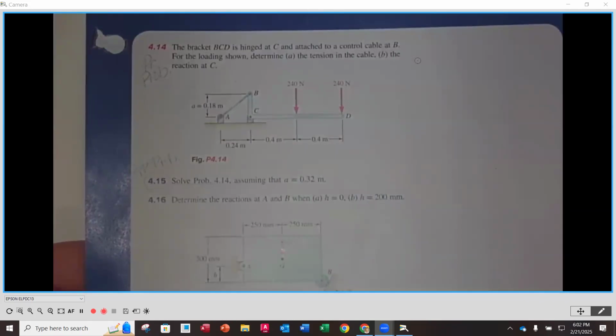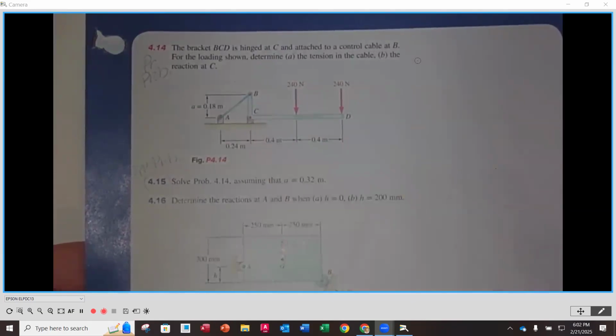But we have the bracket BCD, which is hinged at C right here. So it's a pin connection at C. It's attached to a control cable at B. For the loading shown, determine the tension in the cable. Okay, that's right here. And the reaction at C. Okay, tension in the cable and the reaction at C.